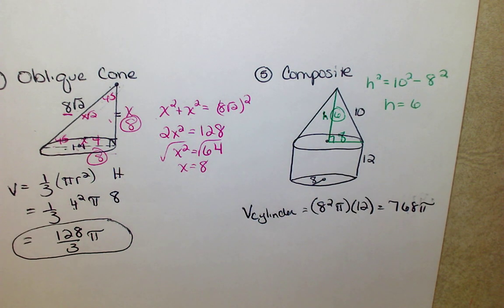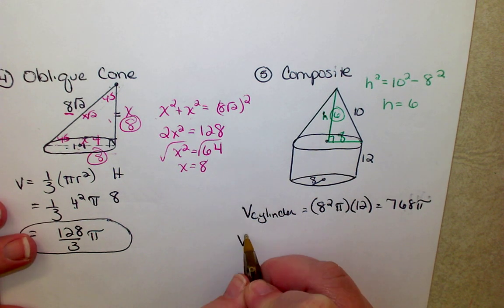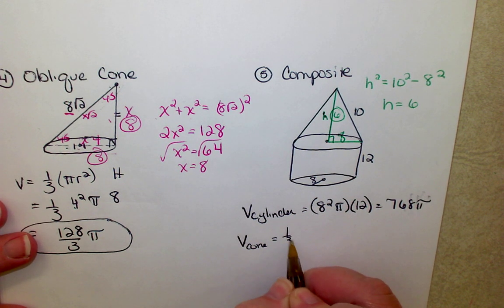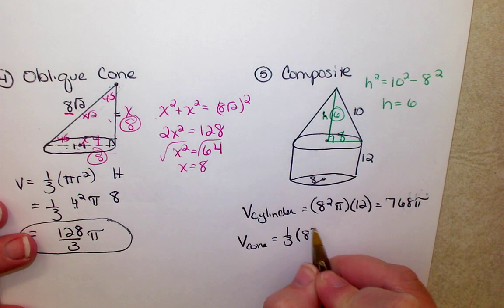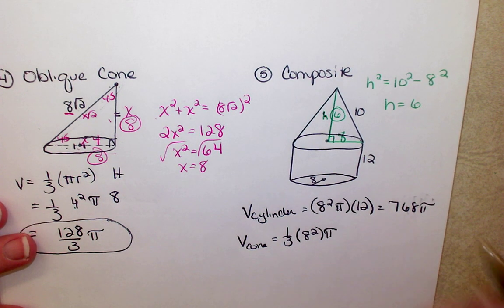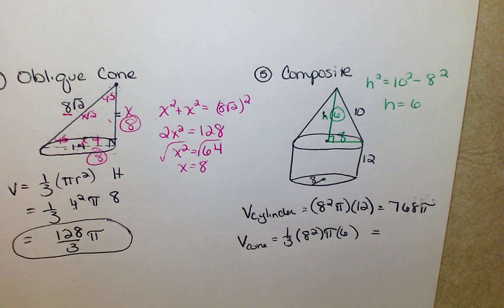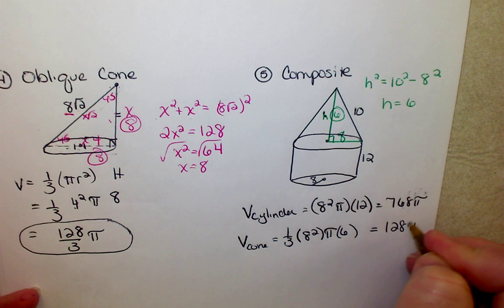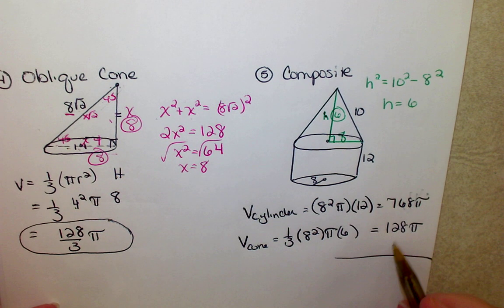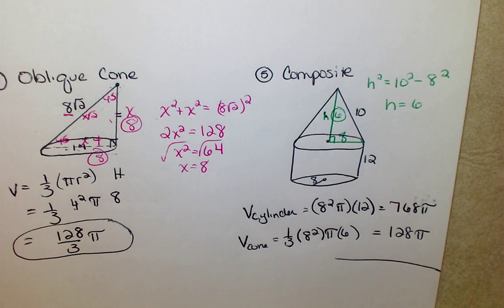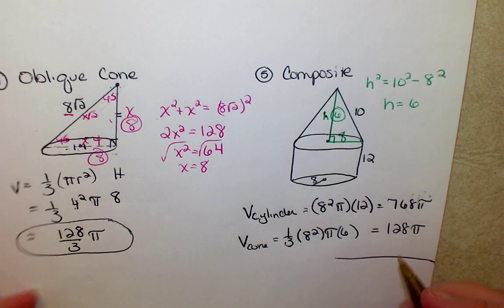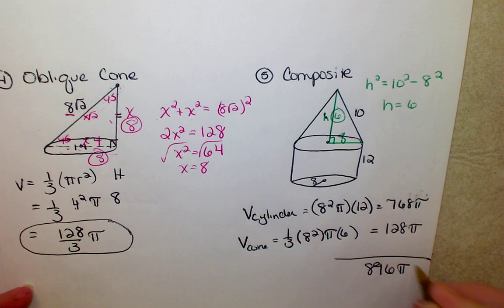Okay. So now we've got everything we need for the volume of the cone. So we've got 1/3 area of the base, so 8 squared pi times the height of 6. Let's see what this is going to give us. All right, so 8 squared is 64 times 6, and then divide that by 3. We get 128 pi. We're going to add these two volumes together. So 128 plus 768 gives us 896 pi.